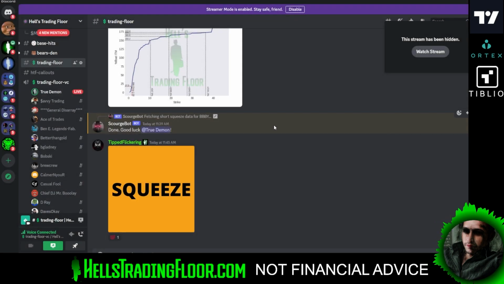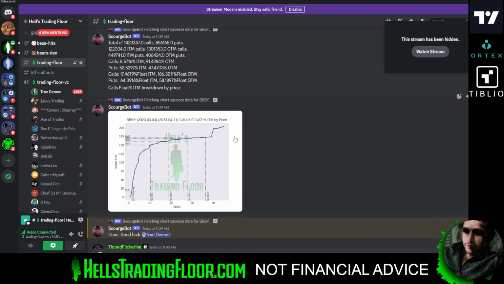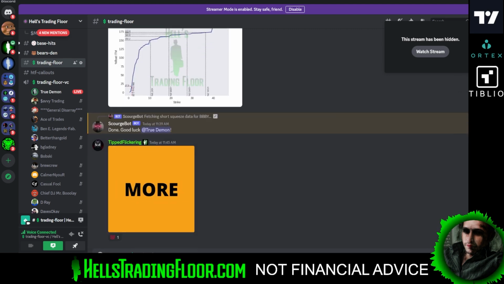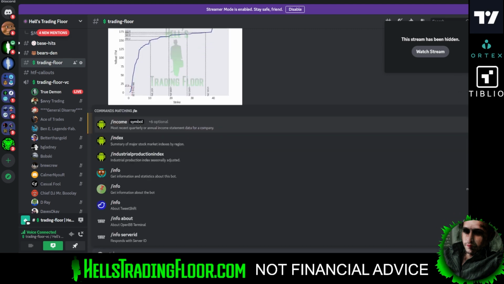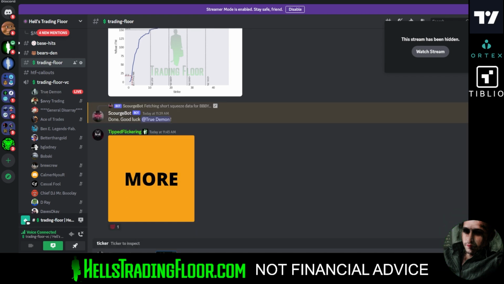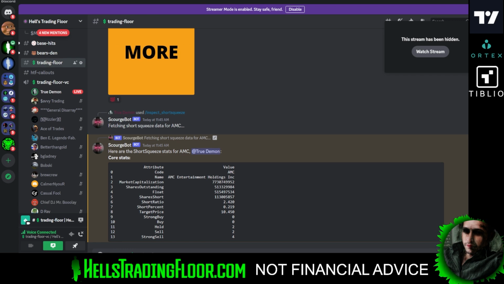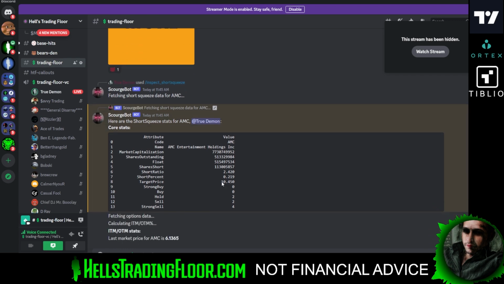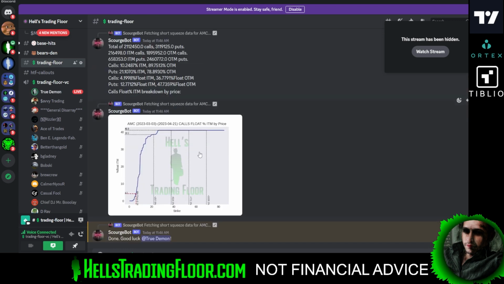So this is the utility of this particular command. Again, the command is available to the daemon members of Hell's Trading Floor, and that command is inspect short squeeze, and then you feed it whatever ticker symbol you want to analyze. So you could do this on literally any ticker. You can do it on AMC, Troika, or TRKA, and you can see other gamma ramp charts just like this. If a stock ticker doesn't trade options, you won't get anything out of this, just to let you know.